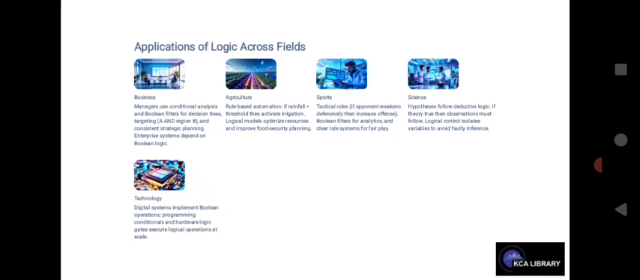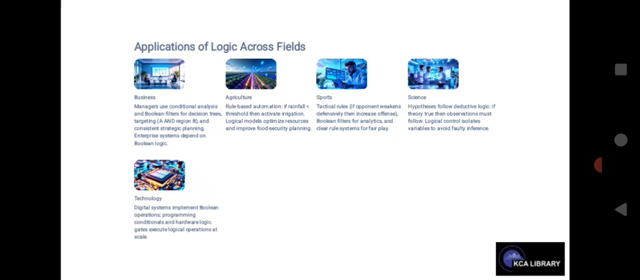It's applicable to sports. Science is based on hypothesis testing. And hypothesis follows deductive logic. So if theory is true, then observation must follow. So logical control isolates variables to avoid faulty inference. So in science, we make a lot of hypotheses. Hypothesis simply means making a tentative proposition or intelligent guess about an observation.